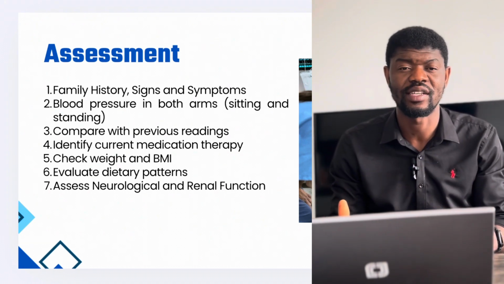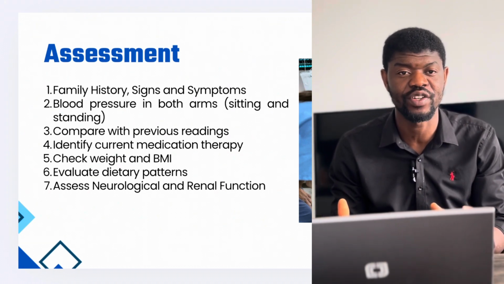And finally, you want to assess neurology and renal function. Usually these ones are assessed at the later stages of the disease condition. The reason you want to assess neurological and renal functions is because with hypertension, you are at risk of developing strokes, and then you have your kidneys being affected as well.